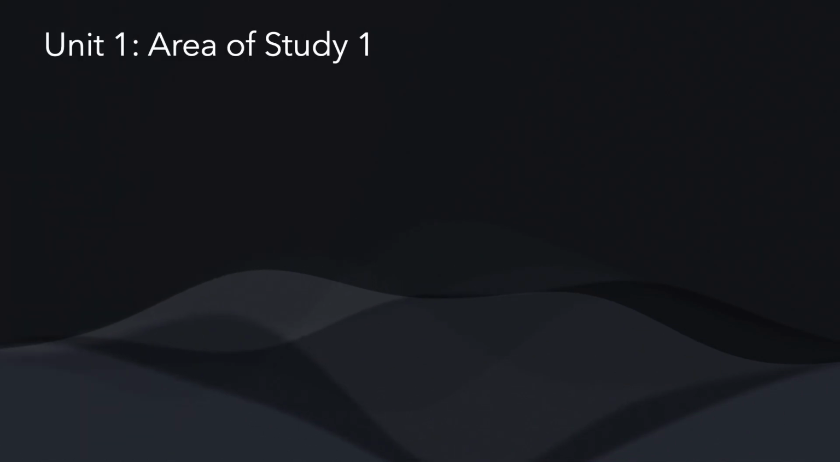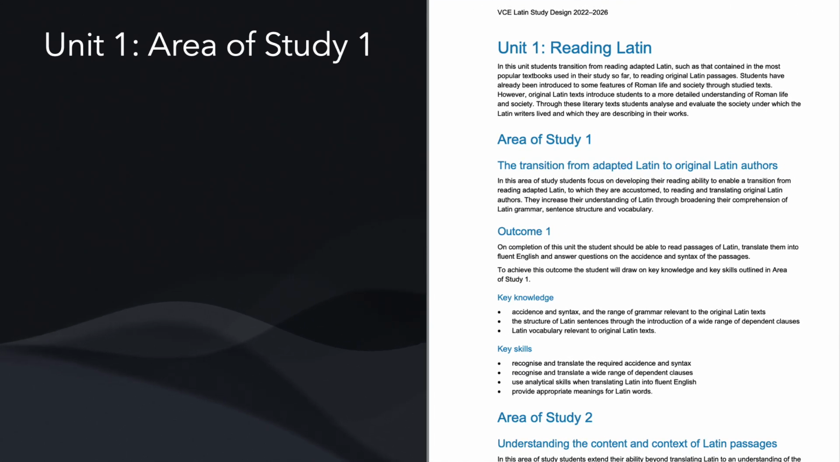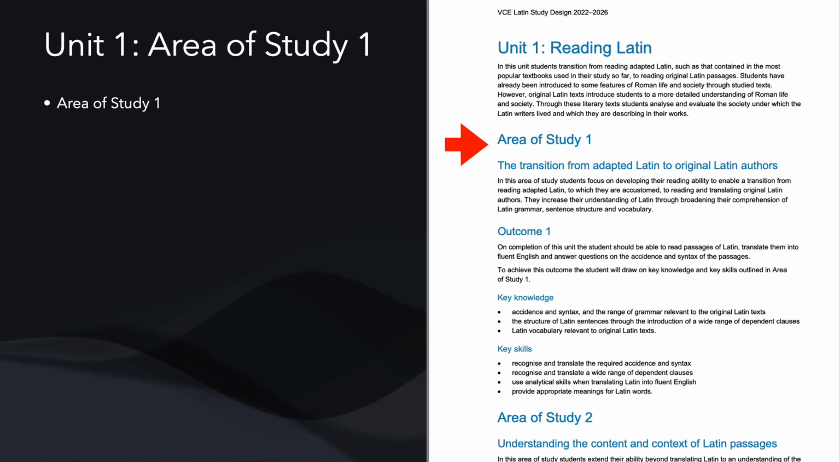Let's have a look in detail at Unit 1 to get ourselves started. So it's broken up into a series of areas of study. And these areas of study overlap, but they're really the focus for what the teacher needs to have in what they're doing. And the first one is called the transition from adapted Latin to original Latin. It's really going to be centered on reading seen texts. So your teacher will choose a Roman author. It might be a historian like Livy, someone like Julius Caesar, but the writings of someone like that. But it could be anyone.